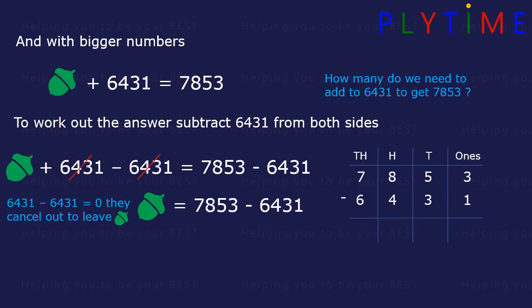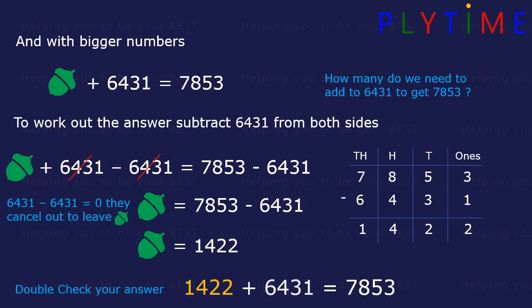Start with the ones column. 3 minus 1 equals 2. Then move to the next column. 5 minus 3 equals 2. Then to the hundreds column. 8 minus 4 equals 4. And finally to the thousands. 7 minus 6 equals 1. So the symbol equals 1,422.